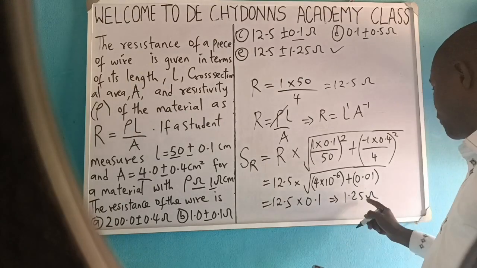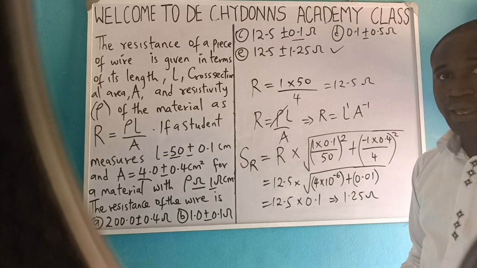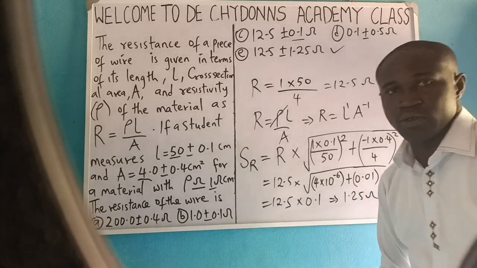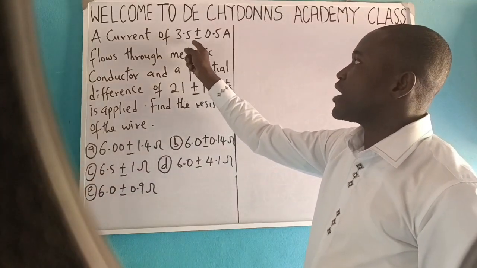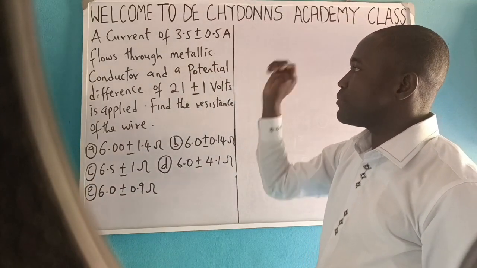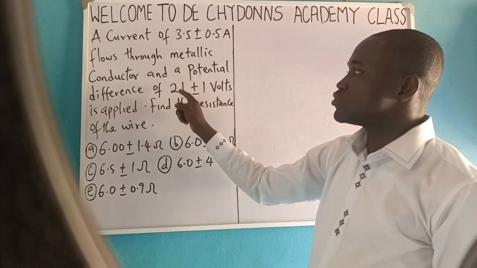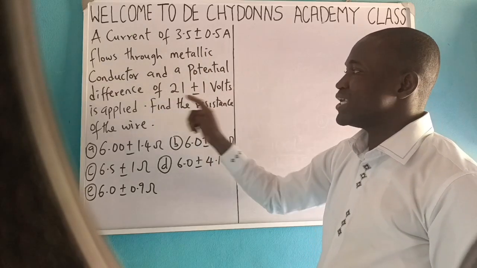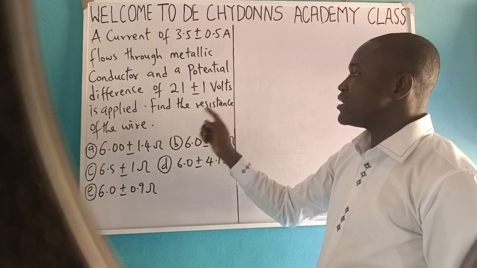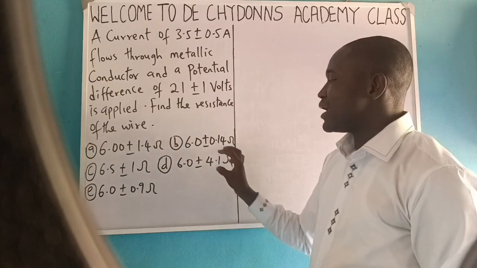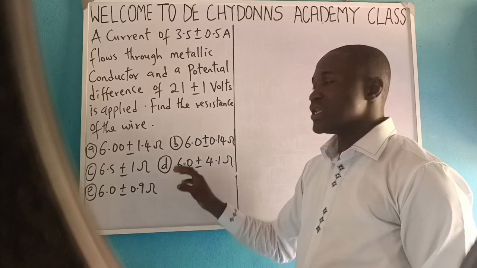No. You have to get it appropriately. Okay? Let's go to the next question. A current of 3.5 plus or minus 0.5 amps flows through a metallic conductor and a potential difference of 21 plus or minus 1 volt is applied. Find the resistance of the wire, and the options were given with their what?